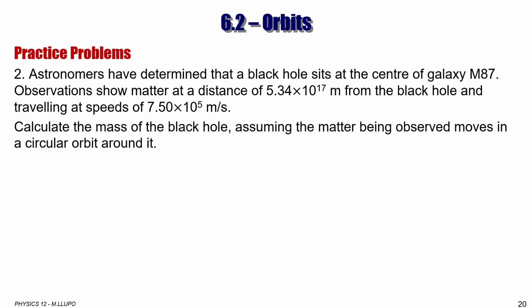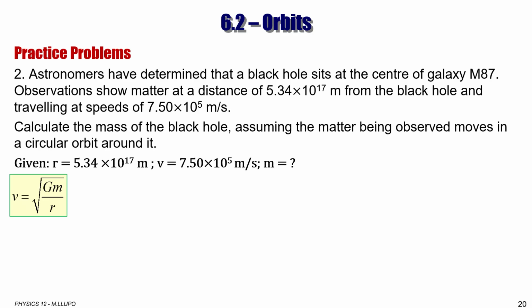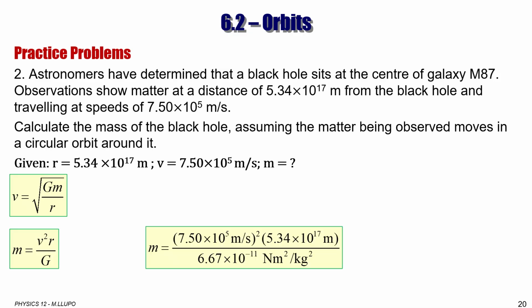So what do we have? We have a radius there, 5.34 times 10 to the power of 17 meter. The speed is 7.5 times 10 to the power of 5 meter per second. Mass is required. Then the formula itself is v equals square root of GM over r. We solve for M. That is going to be v squared r over G. Then we have everything here as a standard unit. Plug those numbers in the calculator, and you're going to have 4.5 times 10 to the power of 39 kilogram, or 4.50 times 10 to the power of 39 kilogram.